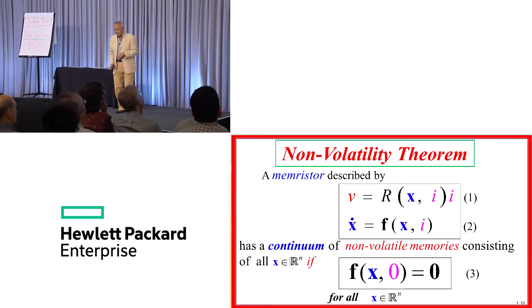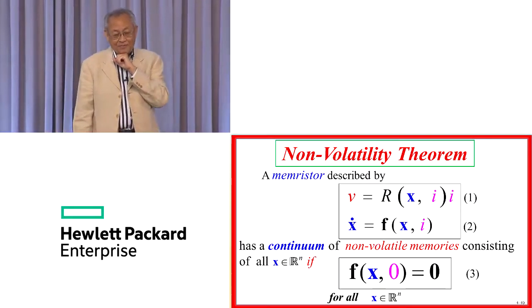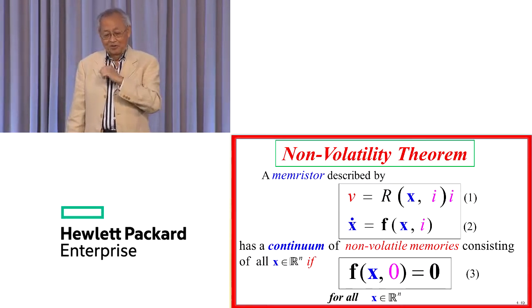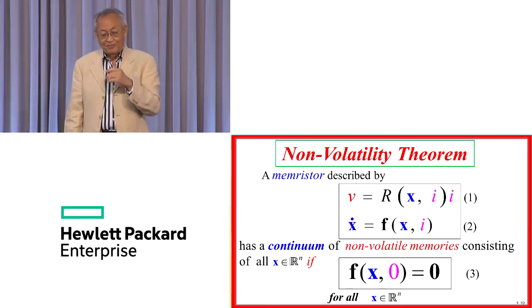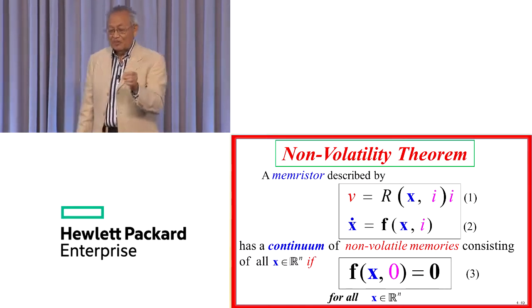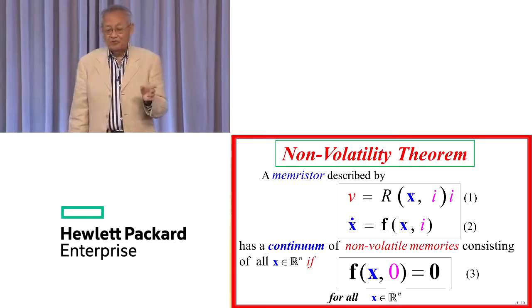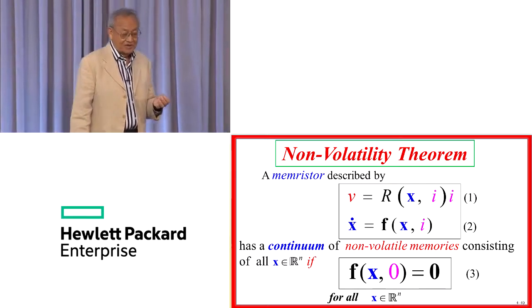Okay, so the non-volatility theorem, the more general one, is this one. It says, basically, look at the last equation. This is for the extended memristor on top, equation 1, but it could be as well for the generic one or anything else. And it says that you have a continuum memory if the state equation f(x, 0) equals 0, if I put the plug at i equal to 0, no matter what x is. So you can see this is much more general. Whatever x is, you just unplug, any x will do. And that's exactly what an ideal memristor is.